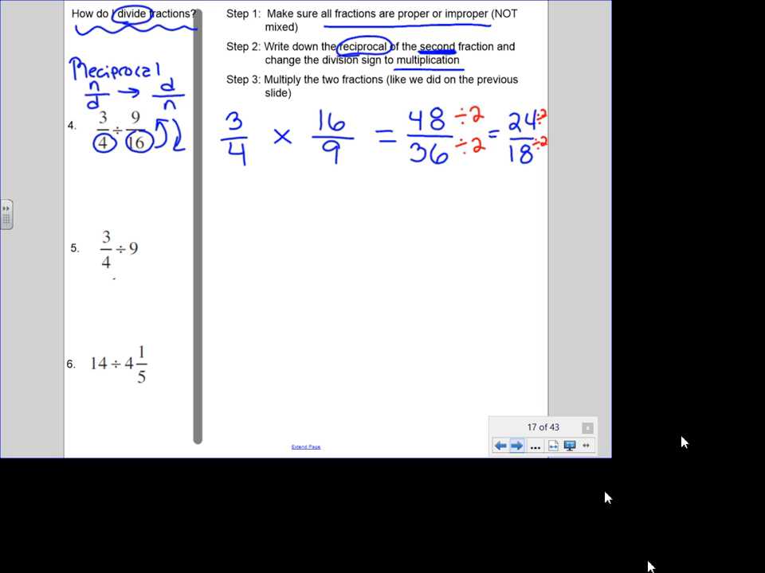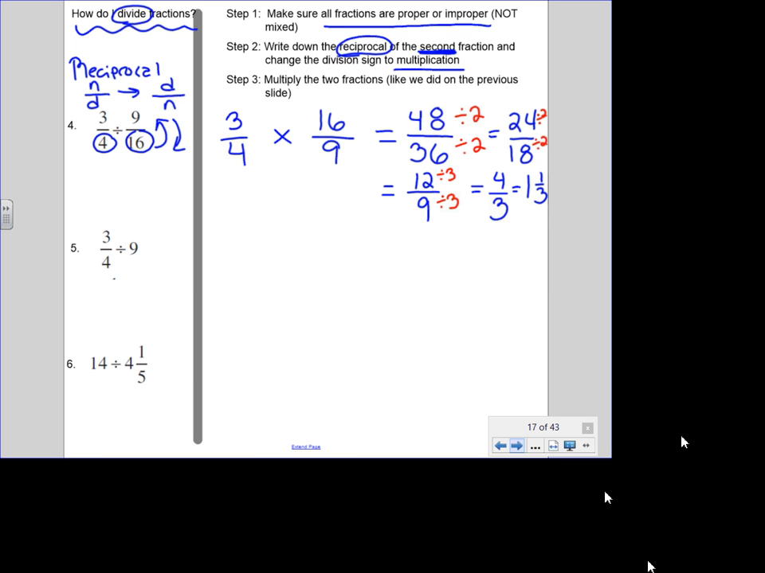So again, I'm going to come down here. Half of 24 is 12. Half of 18 is 9. These aren't even numbers anymore, but they're... So I get down to 4/3. Okay? You might also write this as 1 1/3.